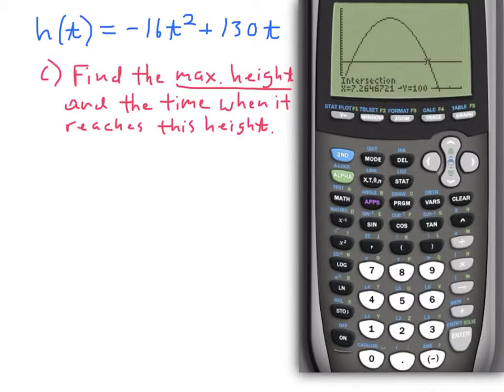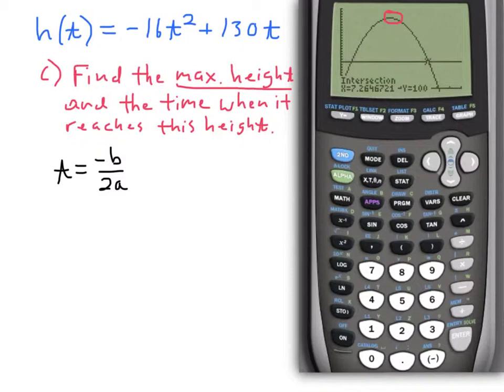Now next I'd like to try to find the maximum height of the rocket and the time when it reaches this height. So we're really looking for this peak in the graph here. Now that's the vertex of a parabola, and we've learned previously how to find the vertex of a parabola. We would take negative b over 2a is the formula to find the x-coordinate, or the t-coordinate in this case. So t would be negative b over 2a.